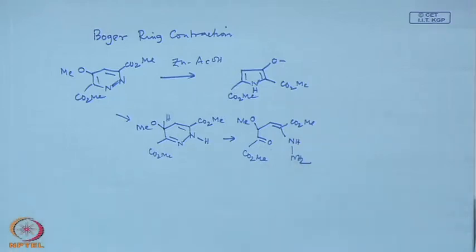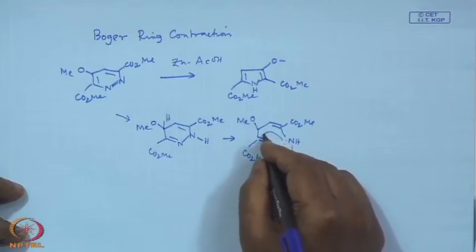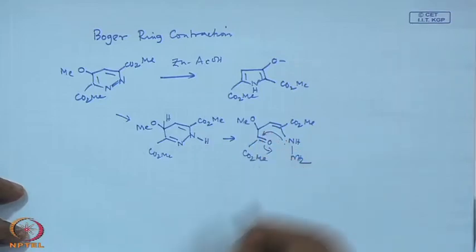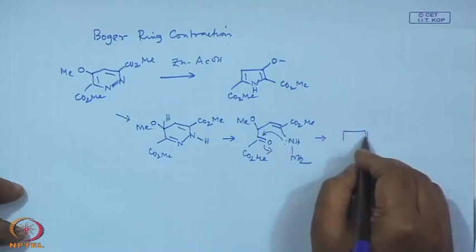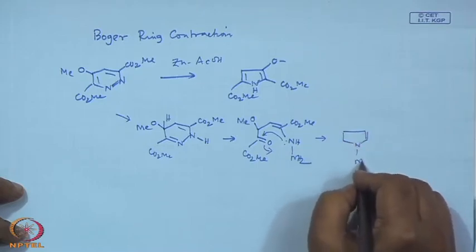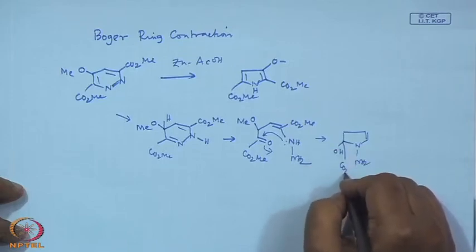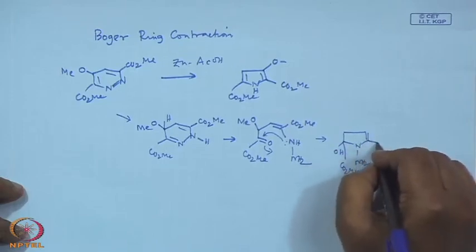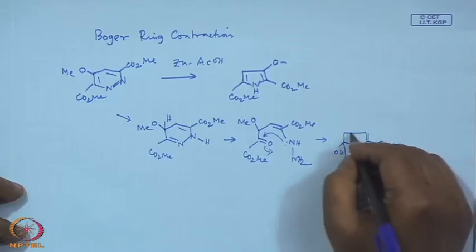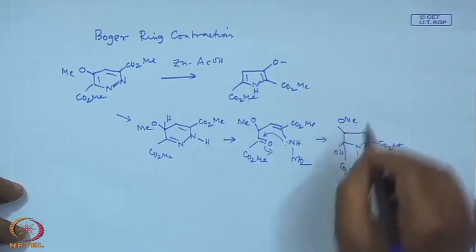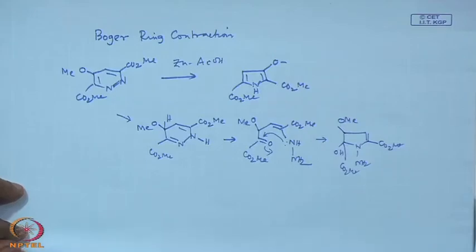What next? I think all of you guess now. Once it opens, it was a 6-membered ring. In the beginning of the class I said the formation of a 5-membered ring is very facile. So, obviously then it will undergo condensation with the carbonyl group, and you will get an aminopyrrole now. So, aminopyrrole OH, and this is the ester part here, this is again ester part, and then you have a methoxy here, right.